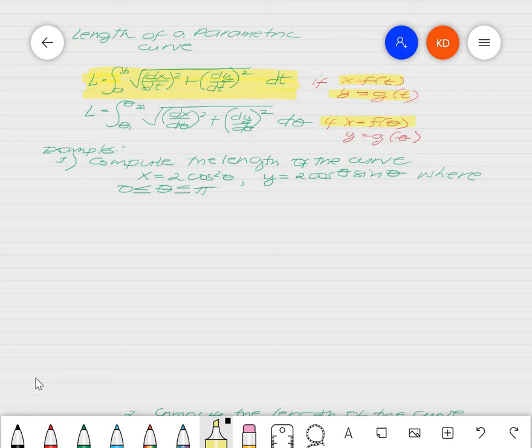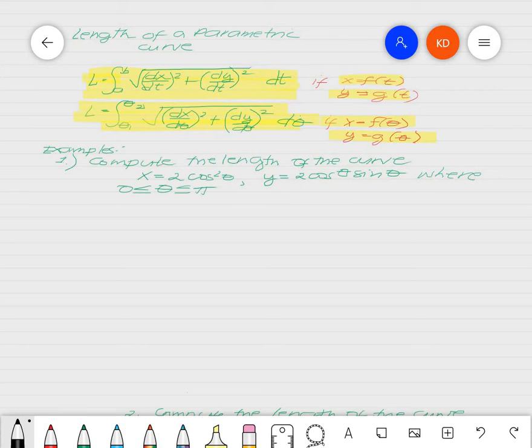And if your x and y are functions of an angle, theta, that is, x equals f of theta and y is equal to g of theta, you make use of this formula to solve for the length of the parametric curve: L is equal to the integration of the square root of quantity dx over d theta squared plus quantity dy over d theta squared, d theta, from theta 1 to theta 2, which could be alpha to beta.